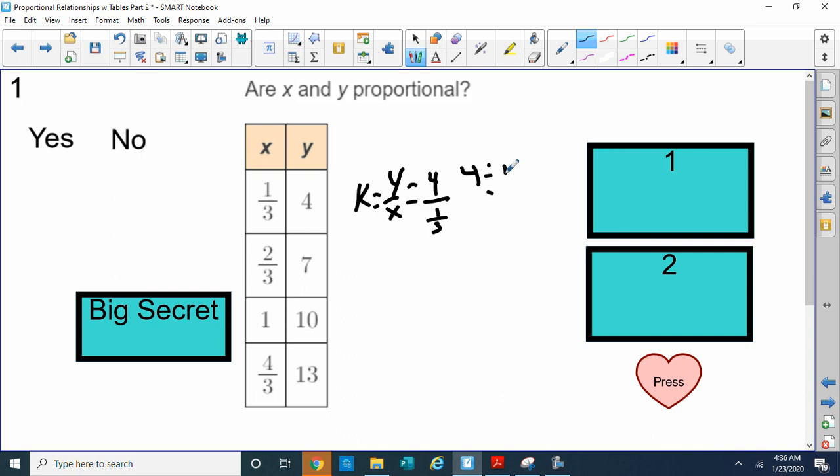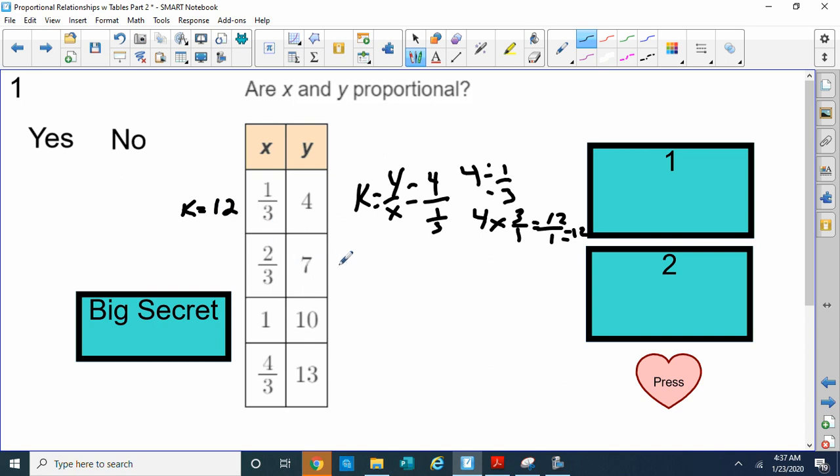4 divided by 1/3. And I could use my calculator, of course, but I remember the rules are multiply by the reciprocal of the second number, so it'll be 3 over 1. Reciprocal means turn that second number upside down, so I'll have 4 times 3, which is 12, and that's over 1, which is equal to 12. So this one is equal to 12. So I'll write a 12 over here. That's what the k value would be, or constant of proportionality.